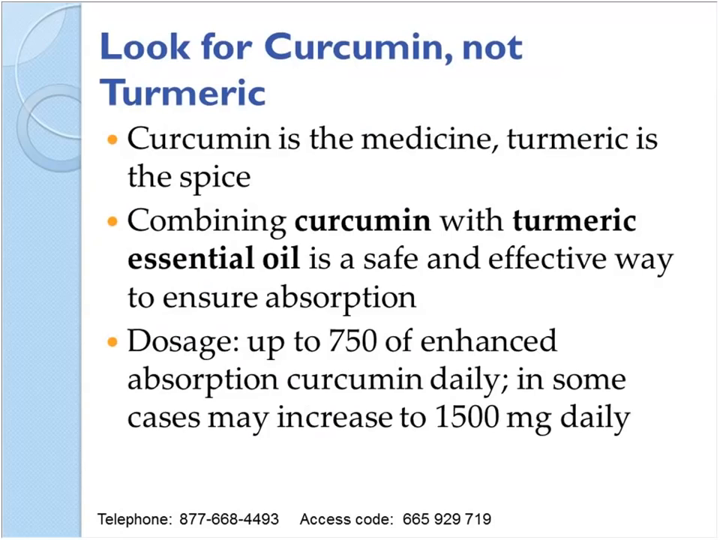Combining the curcumin with turmeric essential oil is a safe and effective way that boosts absorption. It's also a clinically studied patented form that has over 31 published studies specifically on curcumin's activity when it's blended with a turmeric essential oil. Most of the studies use 750 milligrams of enhanced absorption curcumin blended with turmeric essential oil daily. Sometimes they went up to 1,500 a day. So curcumin is extremely useful for viral infections that lead to cancers.